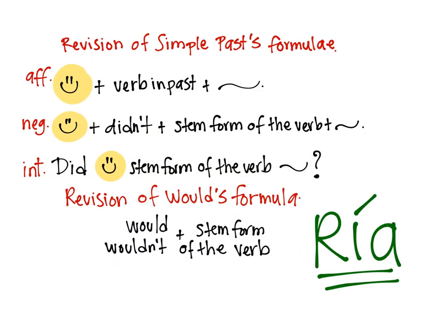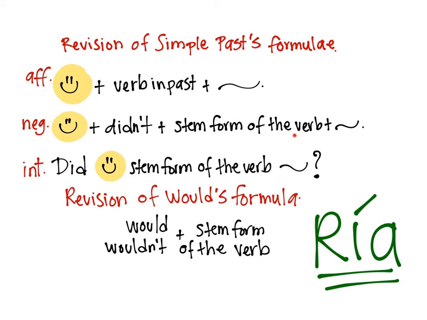For that, we're going to review our formulae. In this case, we have a revision. Remember, revision is repaso. We're going to have a revision of simple past formulae. In affirmative, we will need a subject plus a verb in past, and then our complement. The negative form would be our subject, didn't, and the stem form of the verb, and our complement.